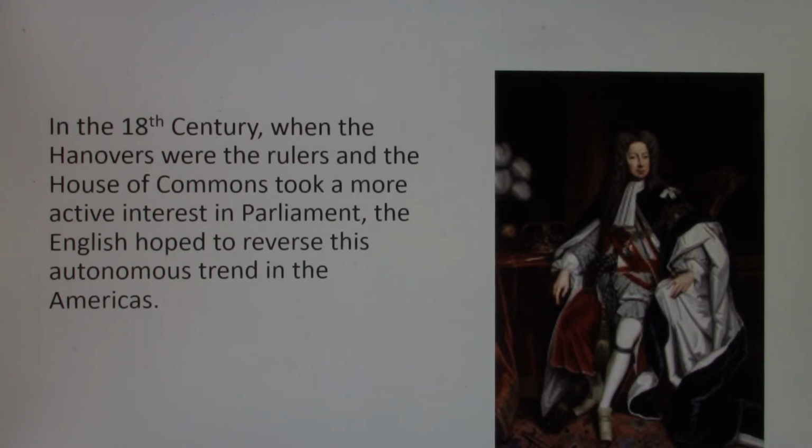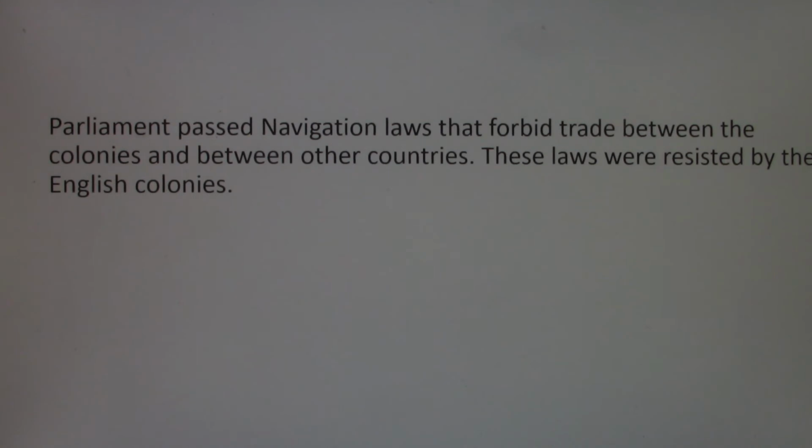Now, this will be, in many cases, objected to by the Americans. Parliament is going to pass what is called a Navigation Act. Now, the Navigation Act forbid trade between the colonies and other countries. Now, the American colonies had created a quite profitable trade between themselves and the Spanish, between themselves and the Portuguese, between themselves and the French. The English now said that this was illegal.